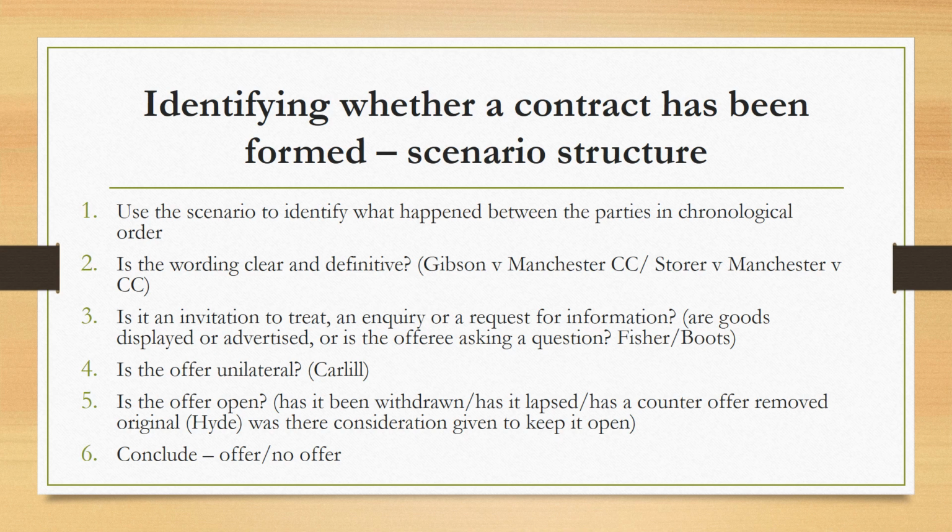What type of offer is it? Is it bilateral or is it a unilateral offer? Is the offer open to be accepted or has it been withdrawn? Has it lapsed? Has a counteroffer removed the original? Was there consideration given to keep that offer open? And the Dickinson and Dodds case is important as well here. So then you can conclude whether there's an offer or not. A conclusion is always important at the end of each part of the scenario that you consider.